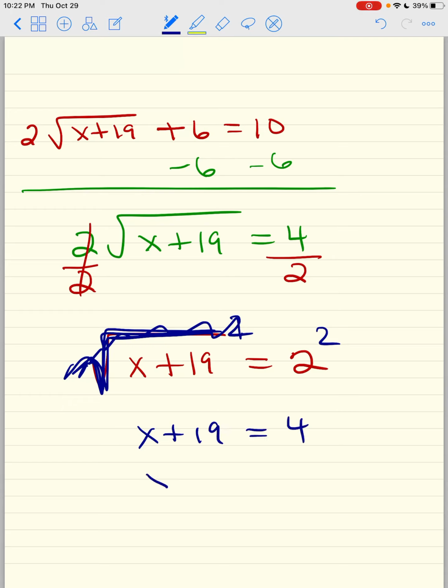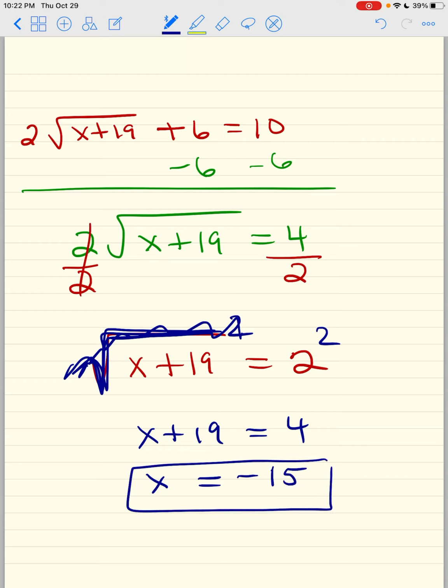2 squared is 4. When you subtract 19 on both sides, you're going to get negative 15. You should check your answer back in the original problem. Negative 15 plus 19 is 4. Square root of 4 is 2. 2 times 2 is 4. 4 plus 6 makes 10. So that is absolutely correct.